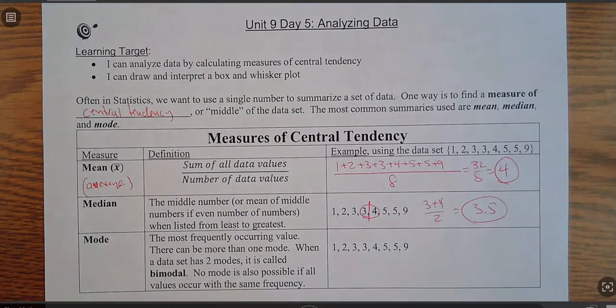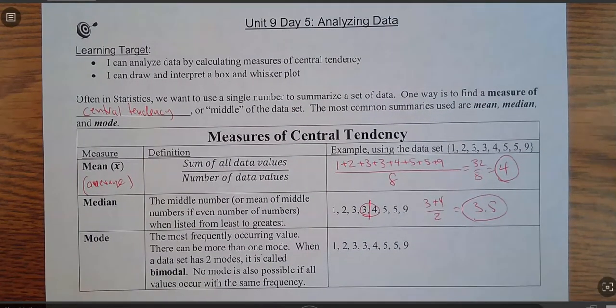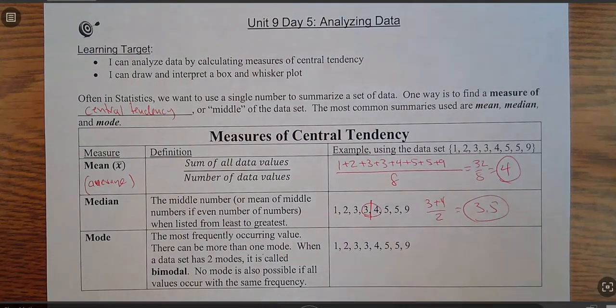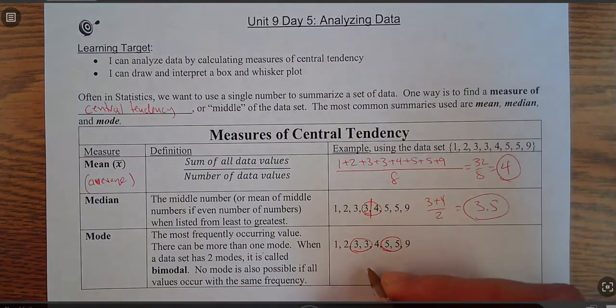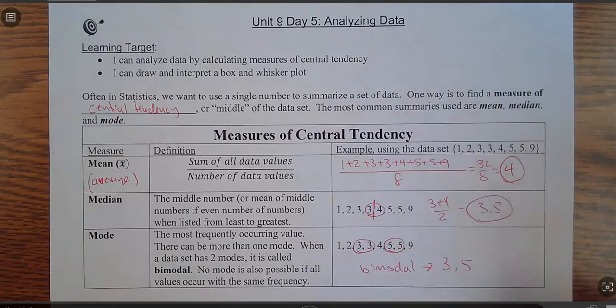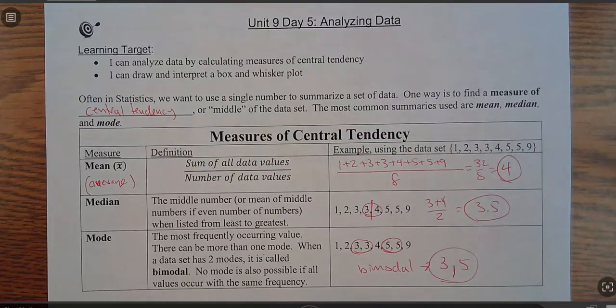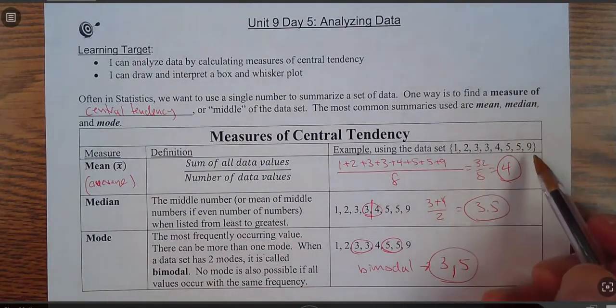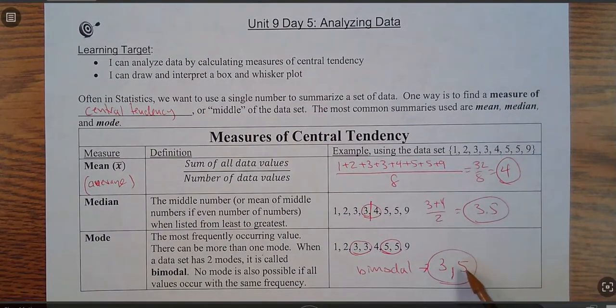There are certain situations where it's helpful. No mode is a possibility too: if all the numbers are different, they all have the same frequency, so there's no mode. But in this case, 3 happens twice and 5 happens twice, so this would be bimodal, and the modes are 3 and 5. So if this was the number of points you scored in 8 games, most of the time you score 4, or about 3.5, or 3 and 5.